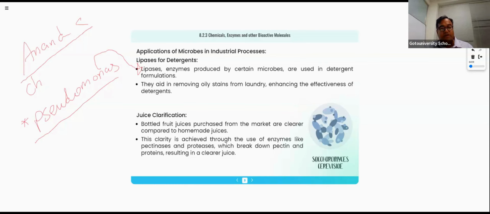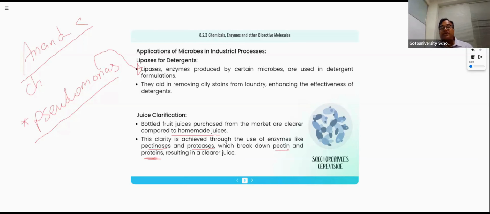cleaned. Okay, now we are coming to juice clarification. If you're talking about juice clarification, bottled juices purchased in the market are clear compared to homemade juice. Why? Because to the bottled juice we are adding microbial enzymes. One is called pectinase, another is protease enzyme. Pectinases and proteases are very, very important for breaking pectin and protein. Pectinase enzyme breaks the pectin, protease enzyme breaks the protein.